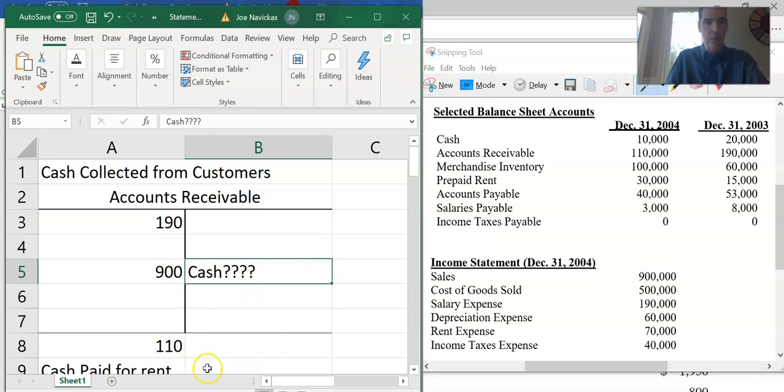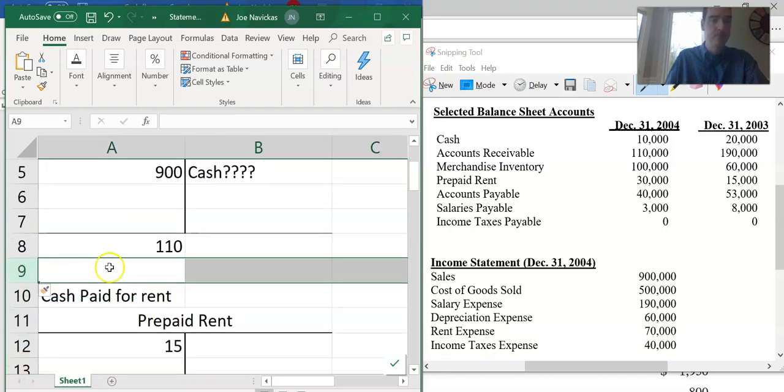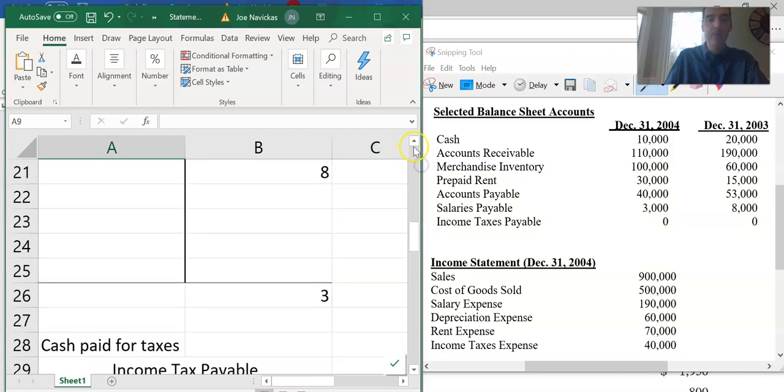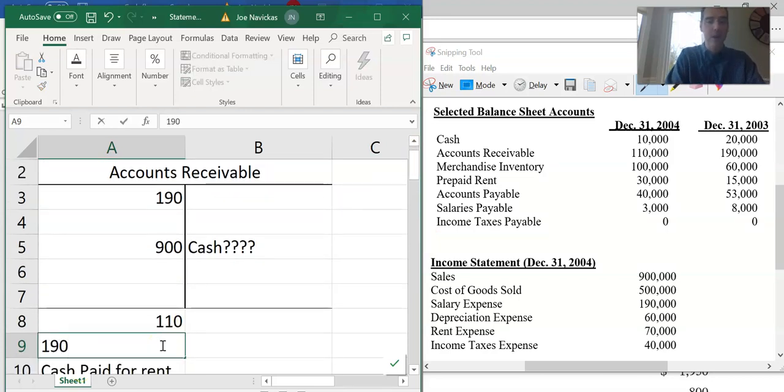So I could use algebra actually here to make a little equation to solve for it. So that's one way. Some people like doing it this way. I have a way that I prefer a little bit easier than this, but this works too. So 190 plus 900 minus the credit side, which would be x, our missing element, equals 110. I know all of you could do that on your calculator.